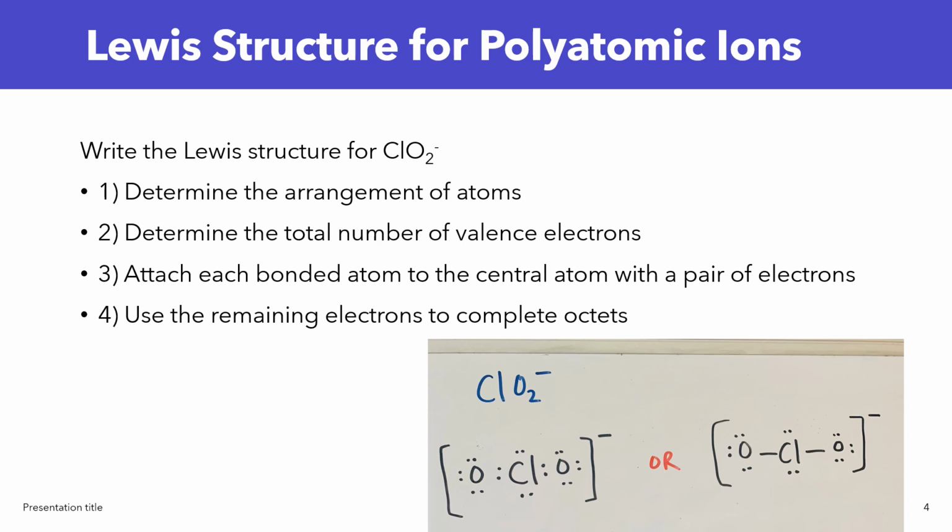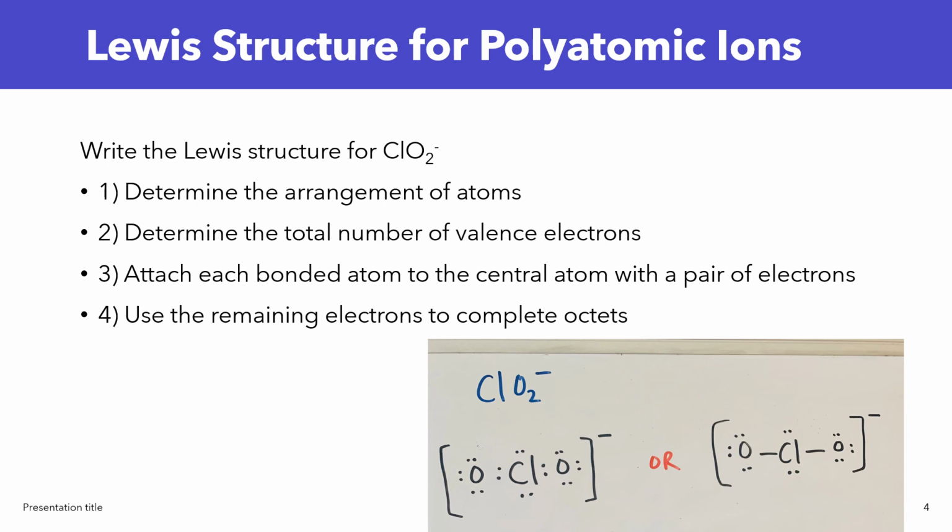The remaining 4 electrons, we're going to add to the chlorine atom to complete that octet. So when you add the 4 remaining electrons, the 2 pairs of electrons, to the chlorine, then we'll have an octet on the chlorine atom.